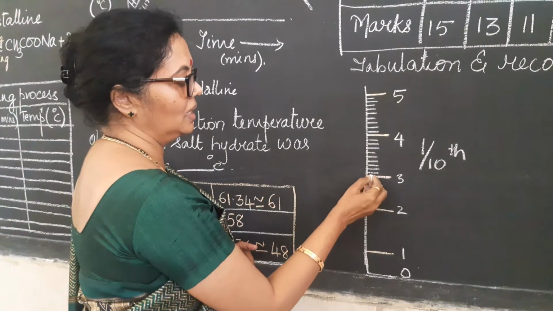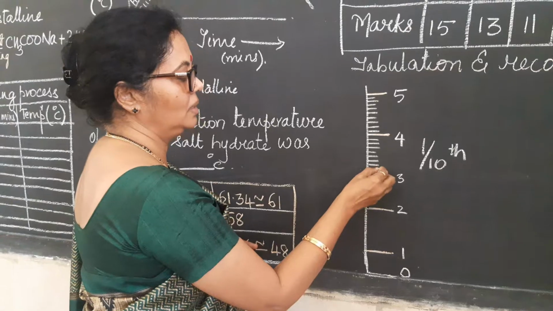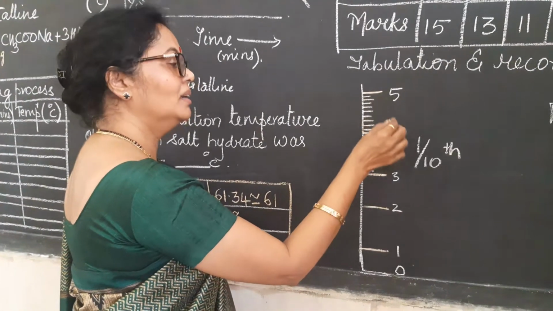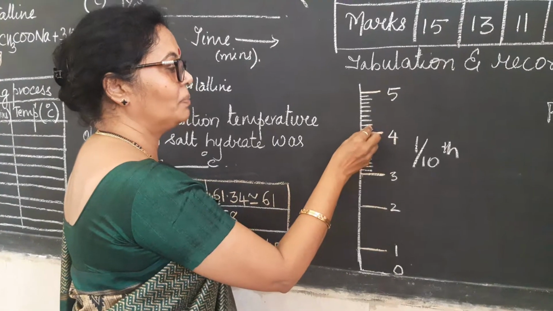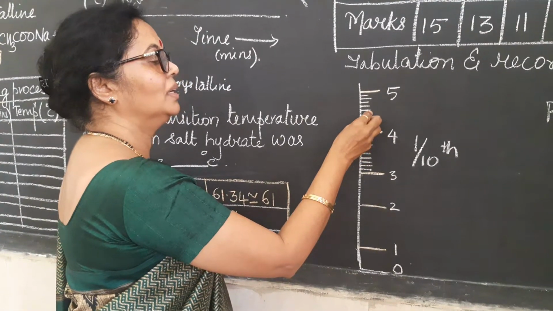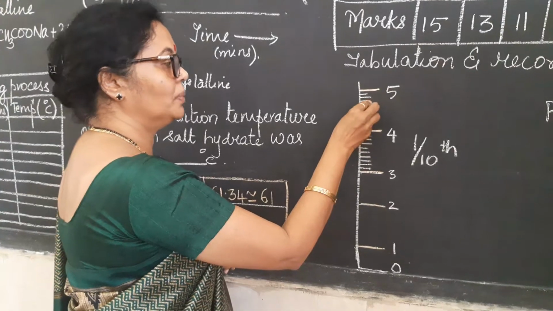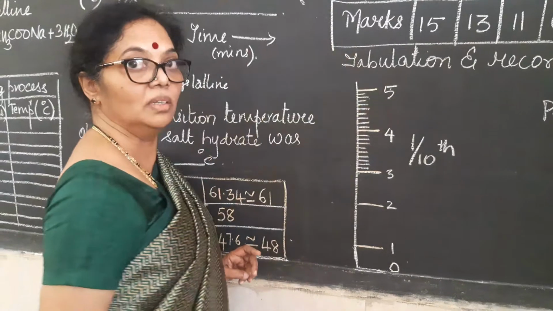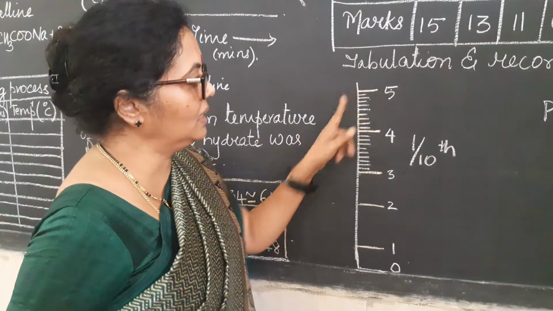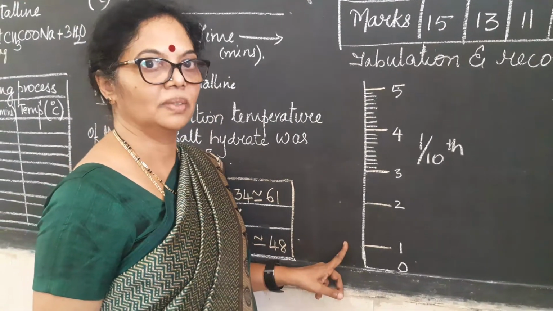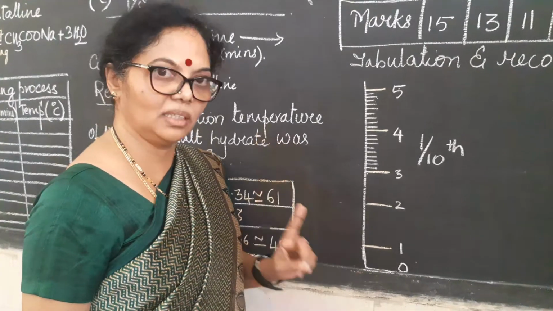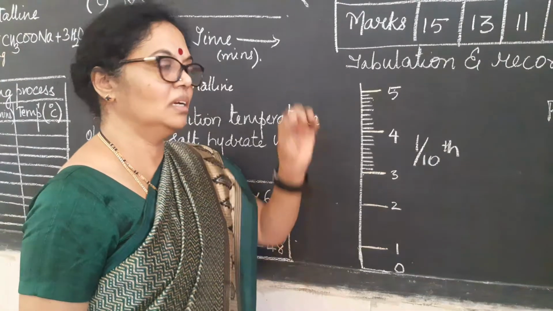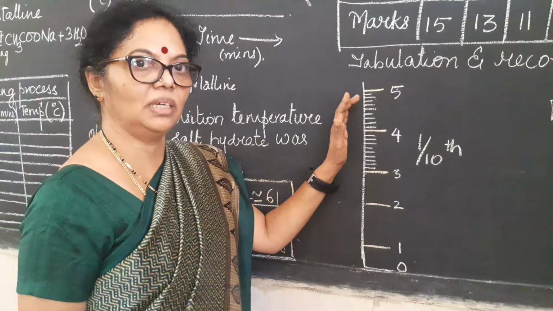So for example, here you have, this will be 3.1, 3.2, 3.3, 3.4, 3.5, 3.6, 3.7, 3.8, 3.9 and 4. So this will be 4.1, 4.2, 4.3, 4.4, 4.5, 4.6, 4.7, 4.8, 4.9 and 5. So you should very carefully read the thermometer. It's very important. So before you start the experiment, first take the thermometer, become familiar with the readings, go through the readings and then start with the experiment.